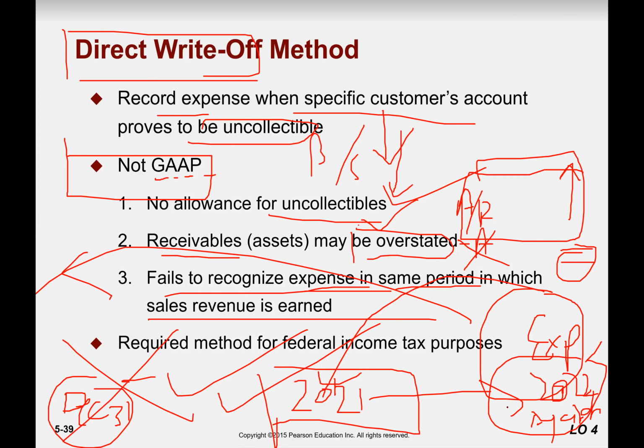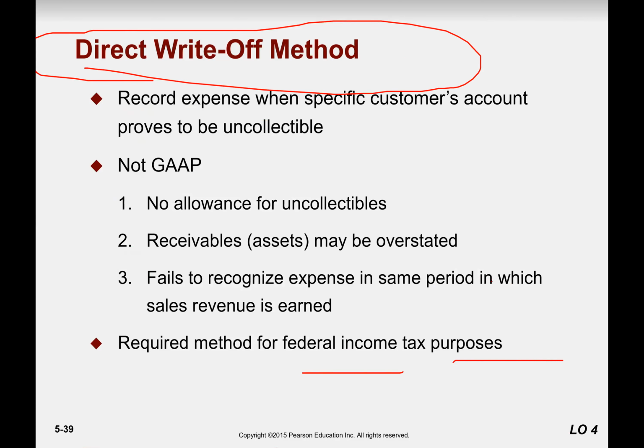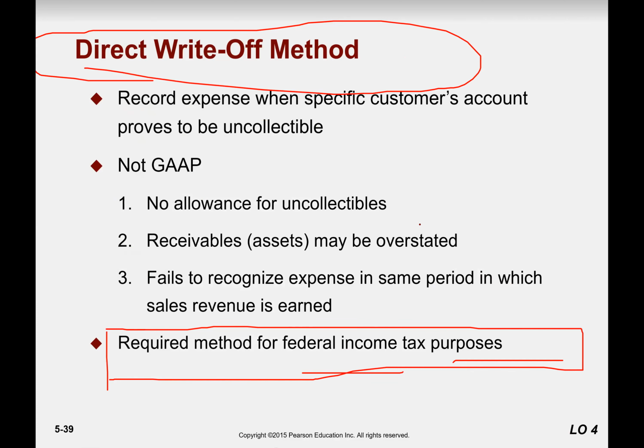Plus, it is a required method for federal income tax purposes. If you are using it for income tax purposes, then you can directly write off with this method. Don't worry about that. Why? Because in taxation matters, the government says that you can subtract the actual number of the uncollectibles. You do not subtract the allowance.